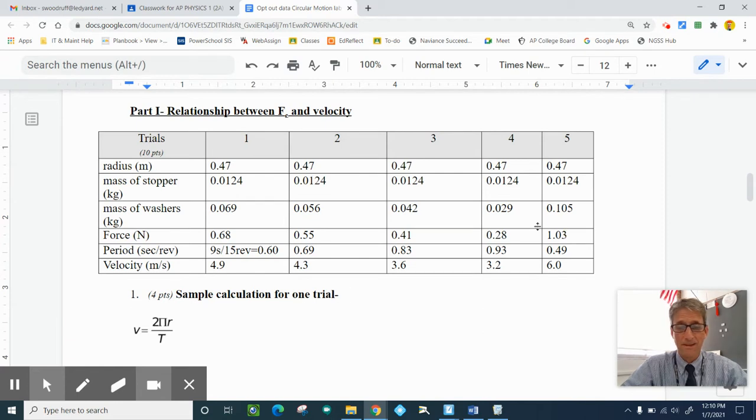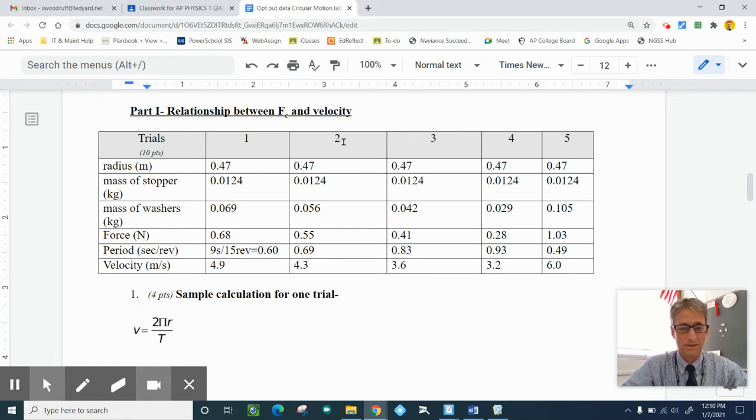Thanks, Mr. Bunicor. And so you can see the numbers go down, but then they go back up again. We decided to go back and add some more washers. So in here, these periods, remember, were the amount of time that it takes for the stopper to go around. So in this case, it was 9 seconds for 15 revolutions. So I divided to get that. And then we had similar calculations here.